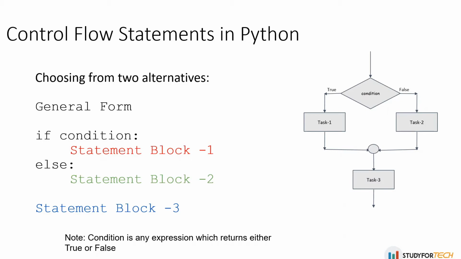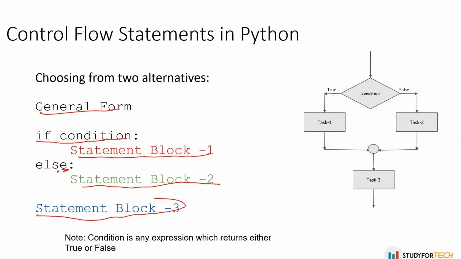So selecting from two alternatives, this is the general form. You can see here: if condition, statement block 1, else. If the condition is not true, then we go to else and then statement block 2, and then finally we execute this. So this particular statement will be executed irrespective of this particular condition.